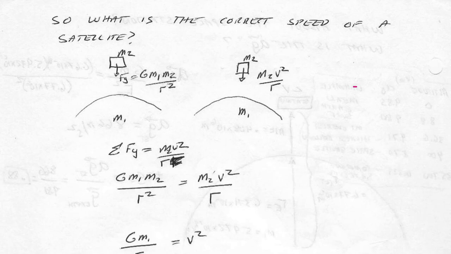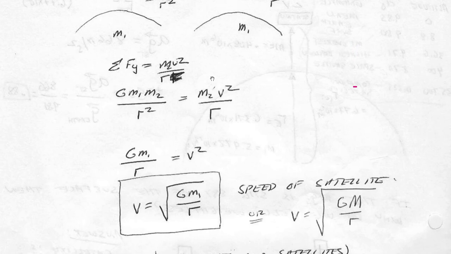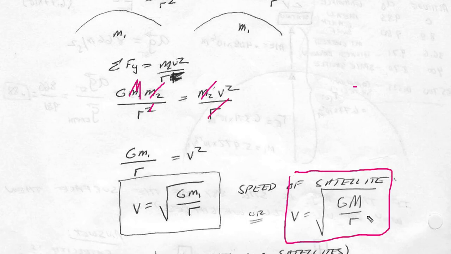When you set those up, you're going to get G, let's just make it big M, even though I did m2, m1, m2. G big M m2 over r squared equals m2 v squared over r. The two m2s drop out, and one of the radiuses drops out, and you end up with v equals the square root of G big M over r. And that's going to be the speed of the satellite.